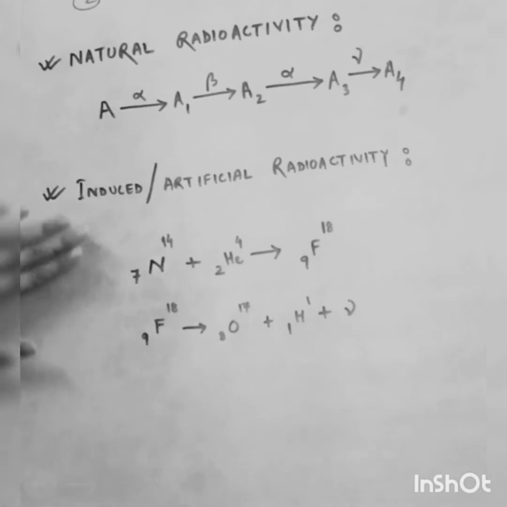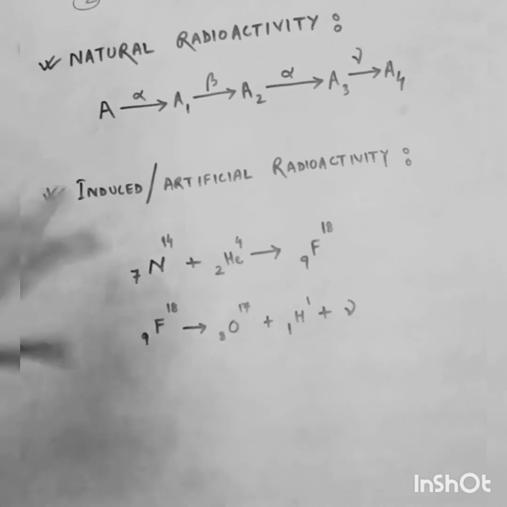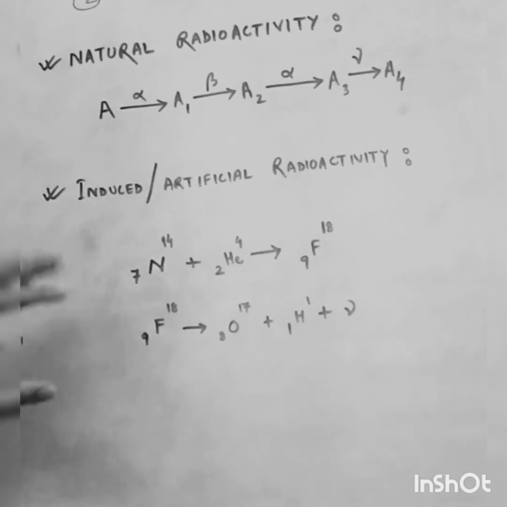So what happens in this process? The nucleus is bombarded with some kind of radiation. Whichever nucleus we want to start the radioactivity process in, we bombard that nucleus with some kind of radiation.